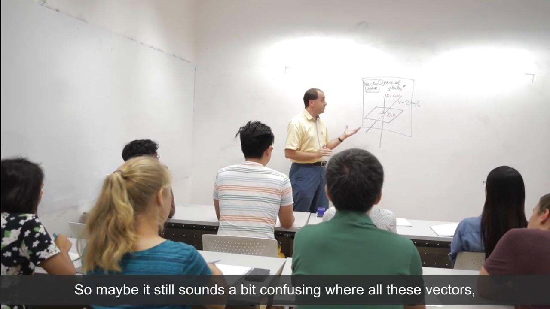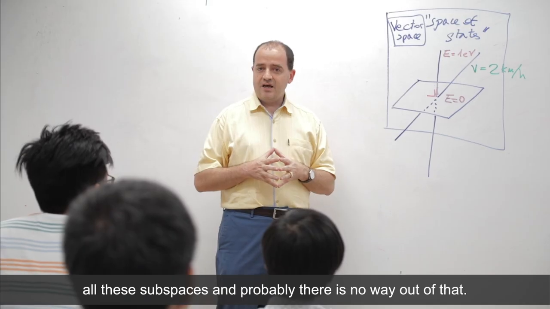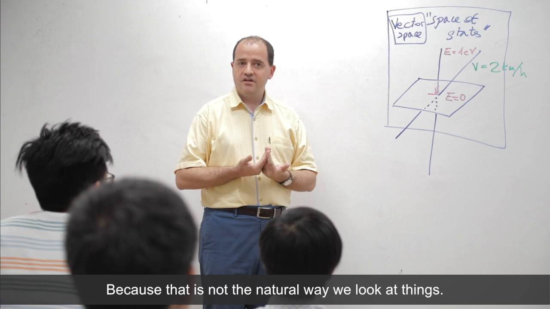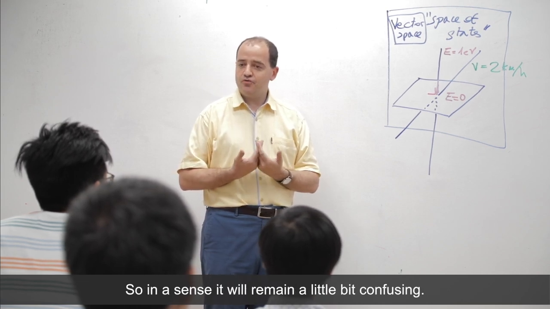Yeah, so maybe it still sounds a bit confusing. Why are there all these vectors and all these subspaces? And probably there's no way out of that, because that's not the natural way we look at things. So in a sense, it will remain a little bit confusing.